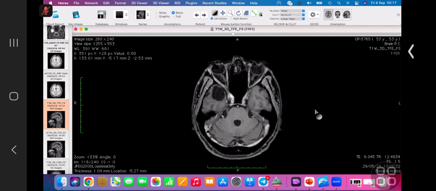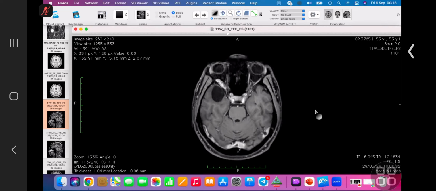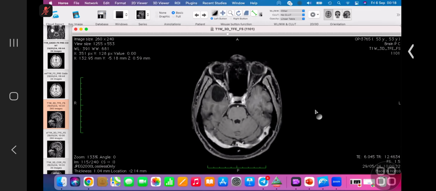My primary differential diagnosis will be arachnoid cyst. Other differential diagnosis, but unlikely, it could be due to epidermoid cyst. Okay. Patient also had some difficulty in vision on the right side. Okay, so I will review if there is any mass effect caused by this lesion.